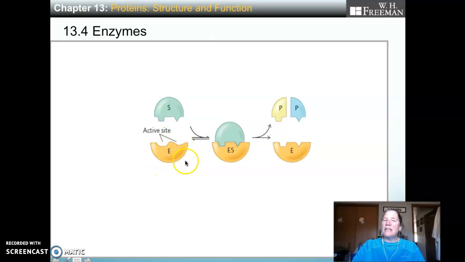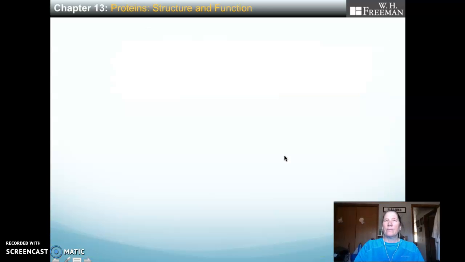So the enzyme itself isn't changed, but it has to join with its substrate, whatever it's going to react with, and they connect together, you get your reaction occurring, and then you get your products. So now I have my products, but my enzyme can be used again. Okay?